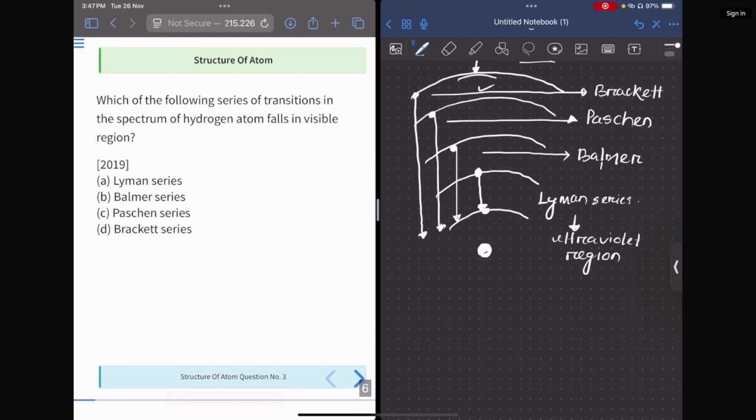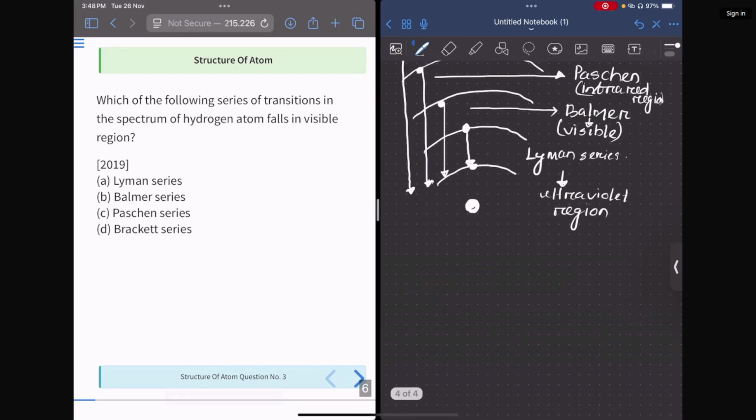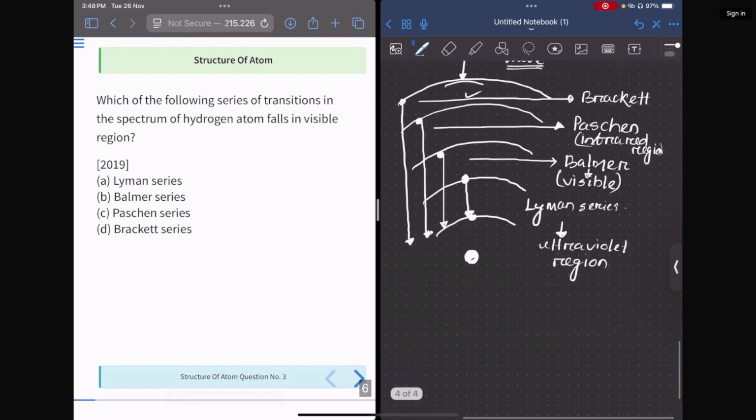The Balmer series falls in the visible spectrum. This means if an electron jumps to the second orbit, we can clearly see the wave formed by that electron because it falls under the visible wavelength. But Paschen and Brackett we can't see, because these series fall in the infrared region of wavelength. So Lyman, UV; Balmer, visible; Paschen and Brackett, infrared. Let's move on to the fourth question.